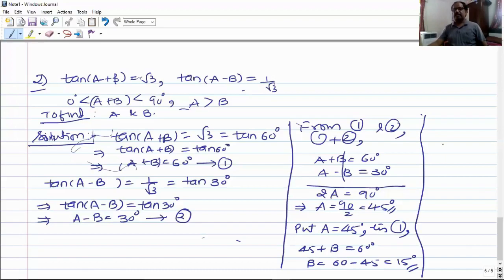Hence here I can write the answer. Our answer is the value of angle A equal to 45 degree and the value of angle B equal to 15 degree, which satisfy the conditions given in the example, as the angle A is greater than angle B. It is given here. And the sum of these two angles will lie between 0 and 90, that is in first quadrant. Both are acute angles, so the sum 45 and 15 is equal to 60 degrees, so it lies between 0 and 90 degree.